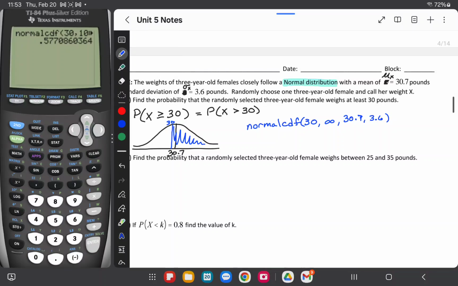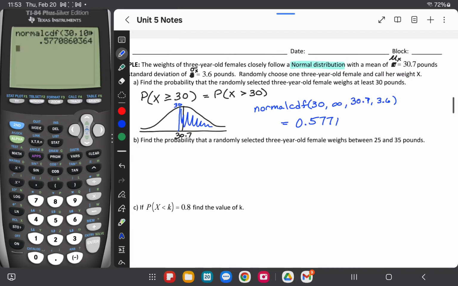It looks like the probability that the randomly selected 3-year-old female would weigh at least 30 pounds is 0.5771 if we were to go to 4 decimals, which should also kind of make sense. Remember, 30 is just slightly to the left of the mean 30.7. So it should have been just a little bit larger than 50%. So 57.71% should make sense to us.